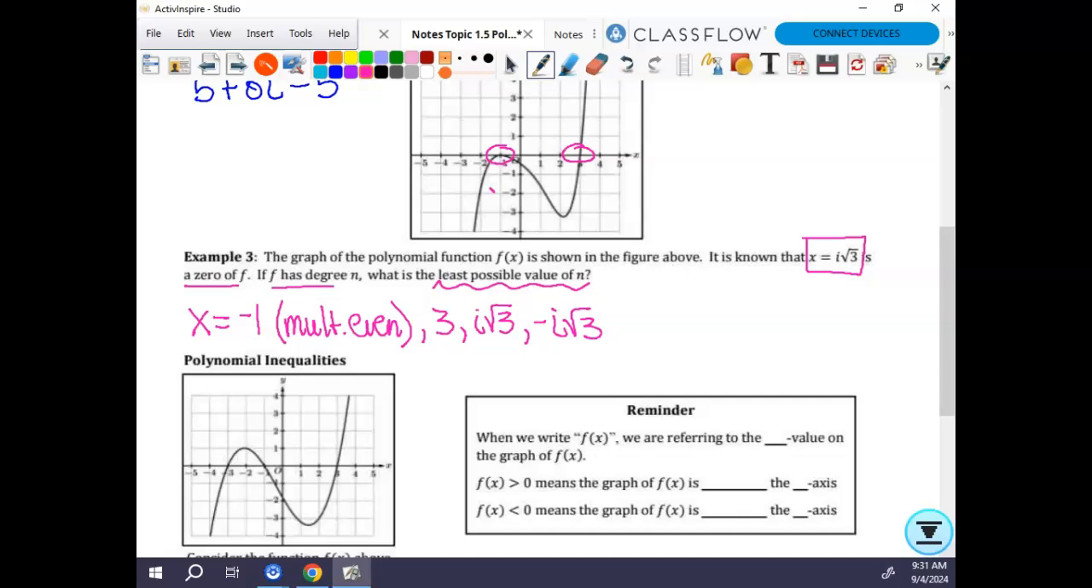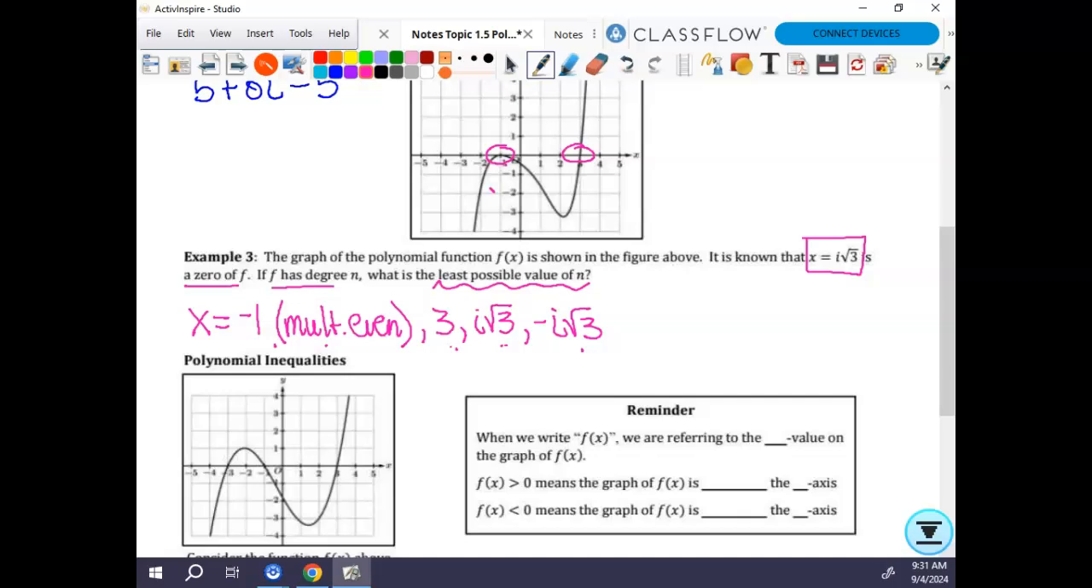So if I think about what's the least possible value of n, what's the least number of actual zeros I have, real or imaginary, I can count up 1, 2, 3, right? What's the smallest multiplicity this can have? 2, because it has to be 2 or 4 or 6, and I don't know what, but the smallest it could possibly be is 2. So that's 2, 3, 4, 5. So 5 is the least possible value of n. Does that make sense to you?